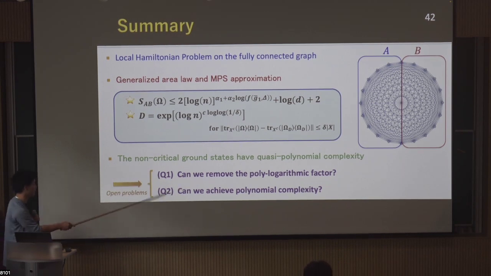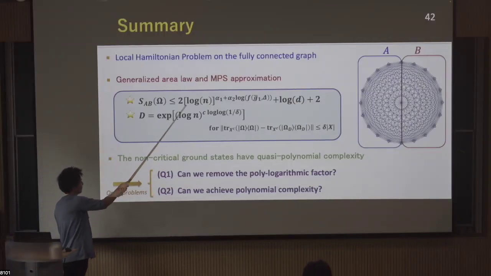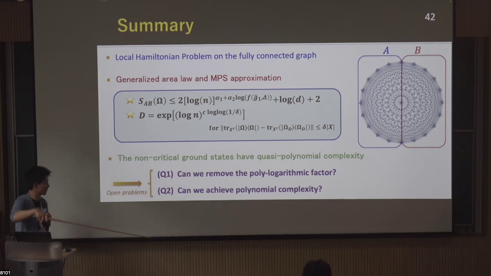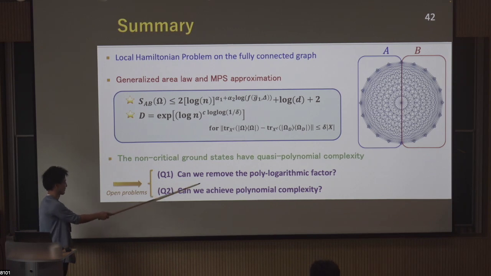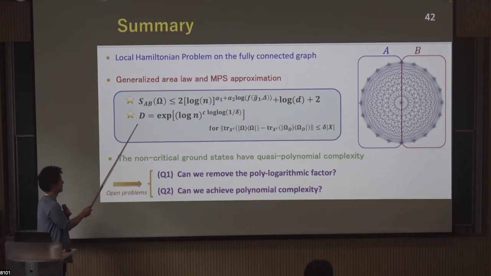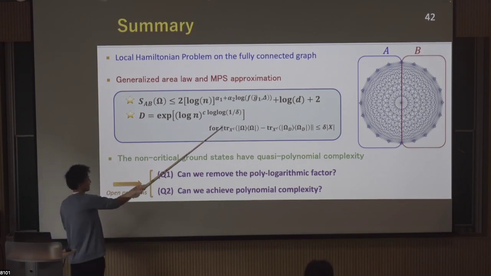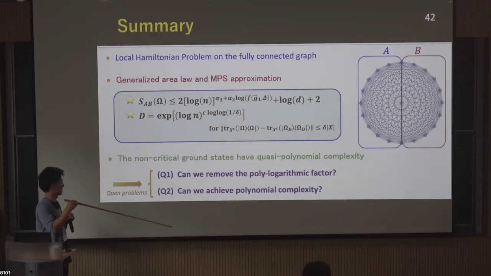And two big open problems are: can we remove the polylog factors, and may we get some constant upper bound of the entanglement entropy in free connective models? The second one is also related to the first one: if we can prove polynomial complexity, I mean, D is given by poly n to get delta, for example, given by 1 over poly n, then we can also say that the LHP conjecture is true for arbitrary ground states on dense graphs. And these two open problems are very active research topics in this field.